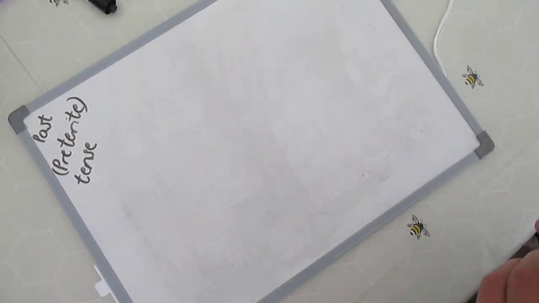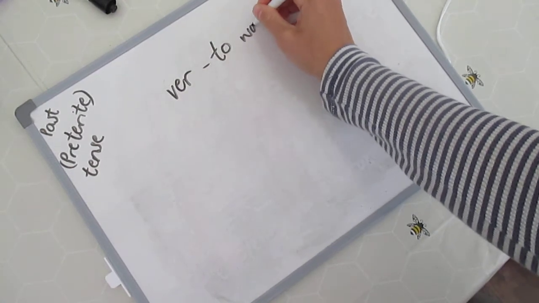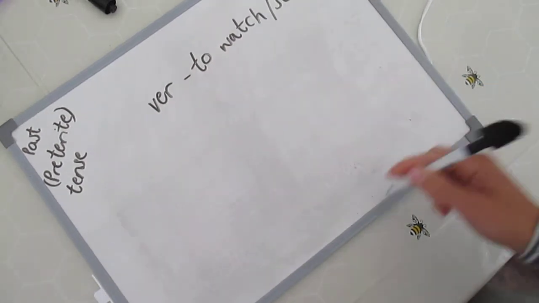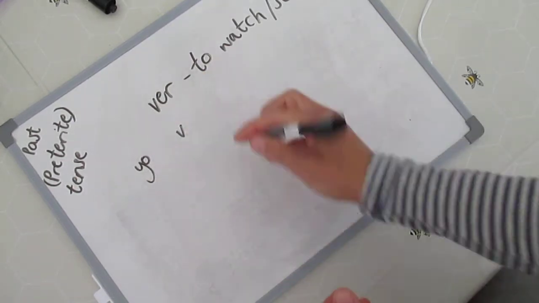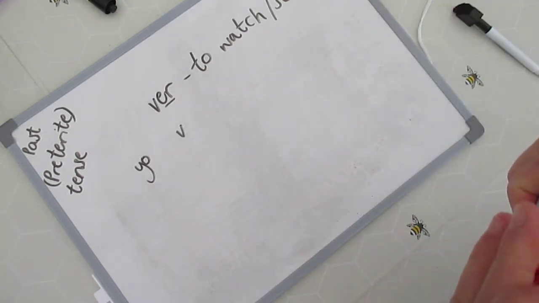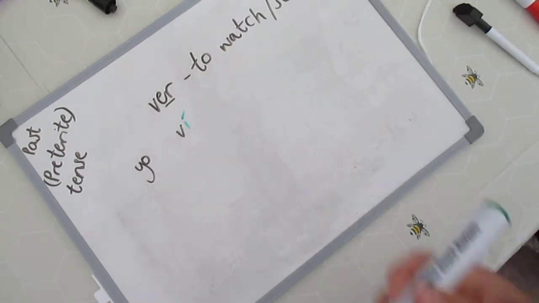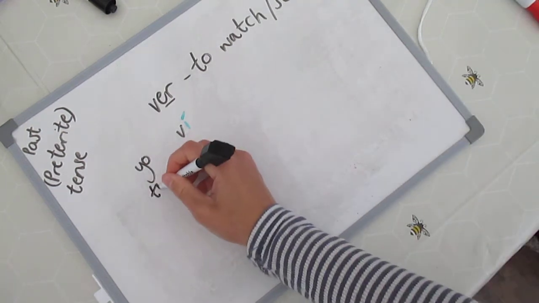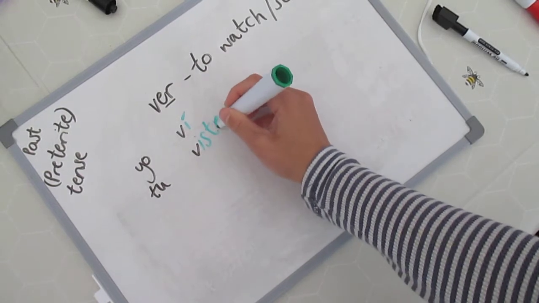So we'll take an ER verb, ver, which means to watch or to see, like I watched a film. For yo, we take off the ER, and this one looks a bit funny because you're left with just a V. That's why I chose it, because sometimes you think, is that right? We're just left with a V, but it is. The ending for yo is an I, again with an accent on the top. For tú, we take off the ER, we're left with a V, and we've got viste.